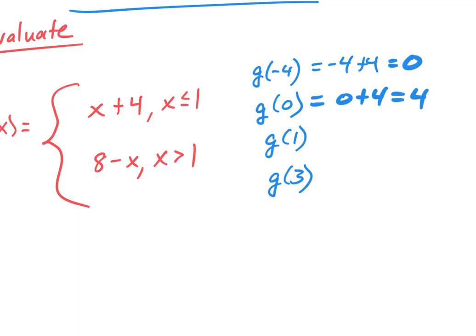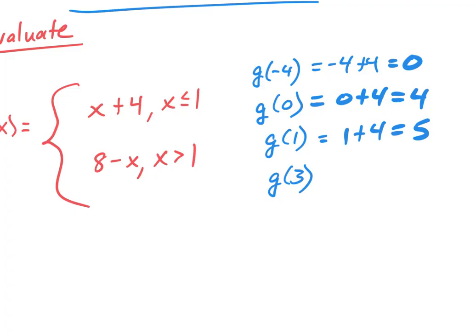Then we're going to go to 1. Is 1 less than or equal to 1? Yes, it's equal to. As long as it's less than or equal to 1, that's the function I'm going to plug it into. So I'm going to go 1 plus 4, which is 5. And then for the last one, 3. 3 is not less than or equal to 1, so it doesn't satisfy this, but it is bigger than 1.